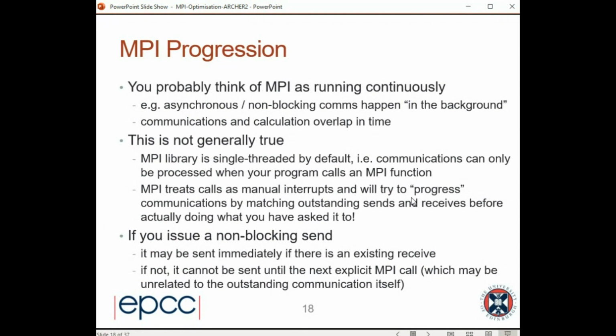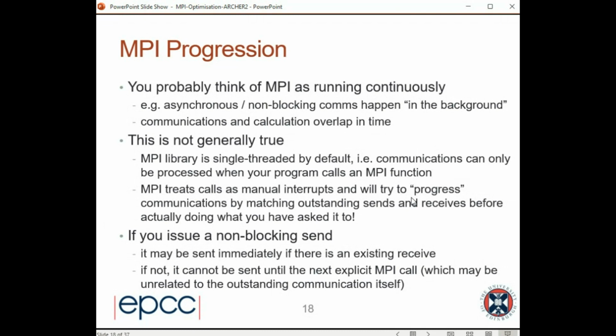MPI is single-threaded by default, i.e. MPI can only run when you're actually calling the MPI library. Communication can only be processed when your program calls an MPI function. As I mentioned before, MPI treats any call to its library as kind of a manual interrupt. Whenever you call MPI, it says, great, thanks for calling me. I can go and do some bookkeeping, some housekeeping operations, matching up sends and receives. It'll do all that stuff before it ever actually goes and does what you asked it to do. So if you issue a non-blocking send and then have a wait, your mental model might be that the non-blocking send happens in the background continuously until the wait.